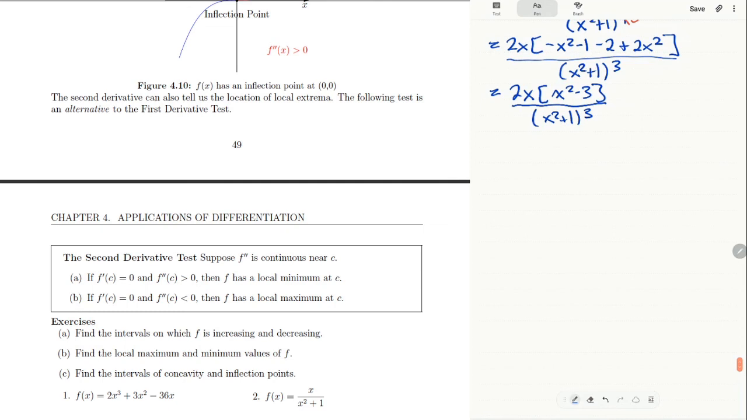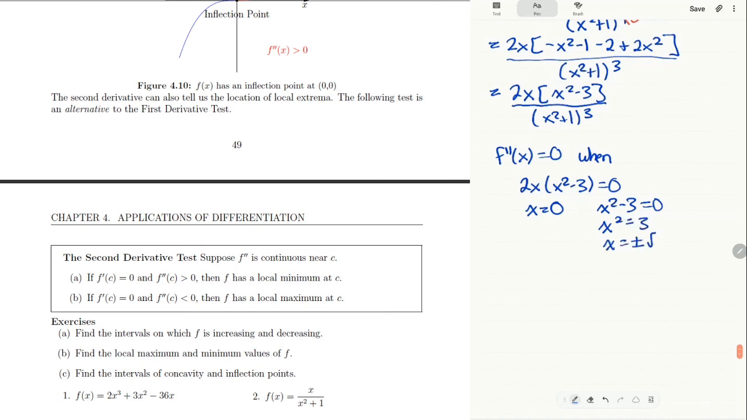So there is our second derivative. We will set the second derivative equal to 0 and solve for x. So the second derivative is 0 when 2x times (x squared minus 3) equals 0. So that's x equals 0, or when x squared minus 3 equals 0. Solving this equation, we get x is plus or minus the square root of 3.